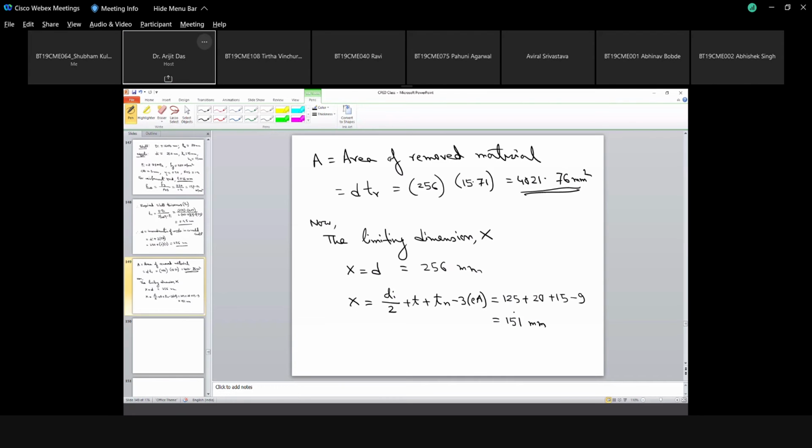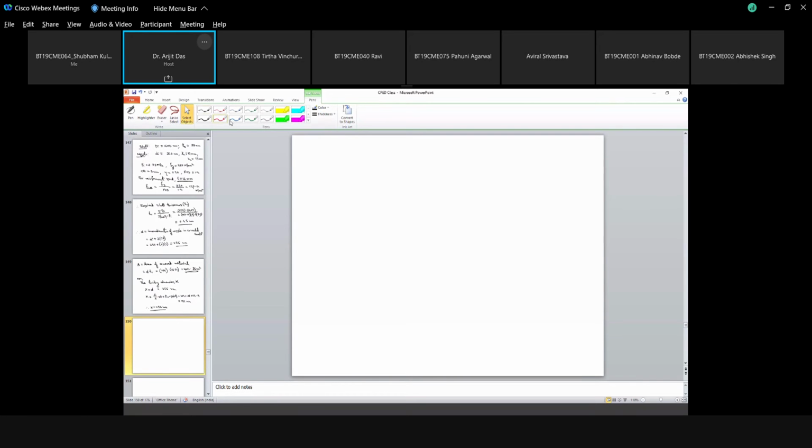So which value will we take? Which value will we consider here? 256 or 250? Because it is more. So therefore, the value of x we consider is 256. Now H2 is given, and H1 you similarly calculate from both the expressions.